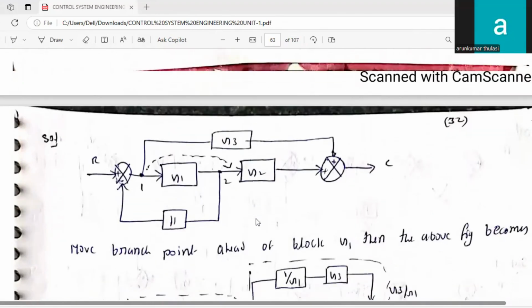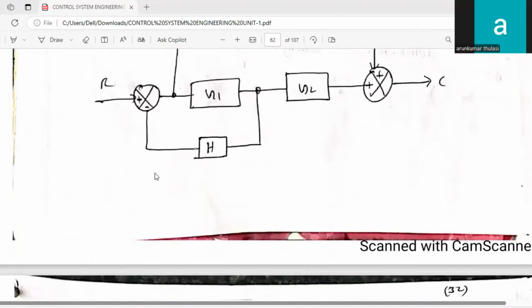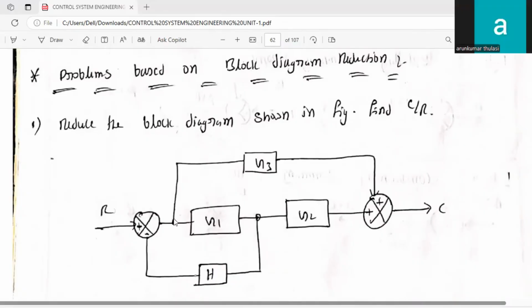First, this is the block diagram we have. I'm going to move this branch point ahead of G1. The reason is, if you move it from here to here, then we have the feedback loop, and then we can easily simplify that. Or else, if you move this branch point here to here, then we'll get the cascaded and feed forward. After that, again we have to move it. So one more step is additionally added when you move this branch point.